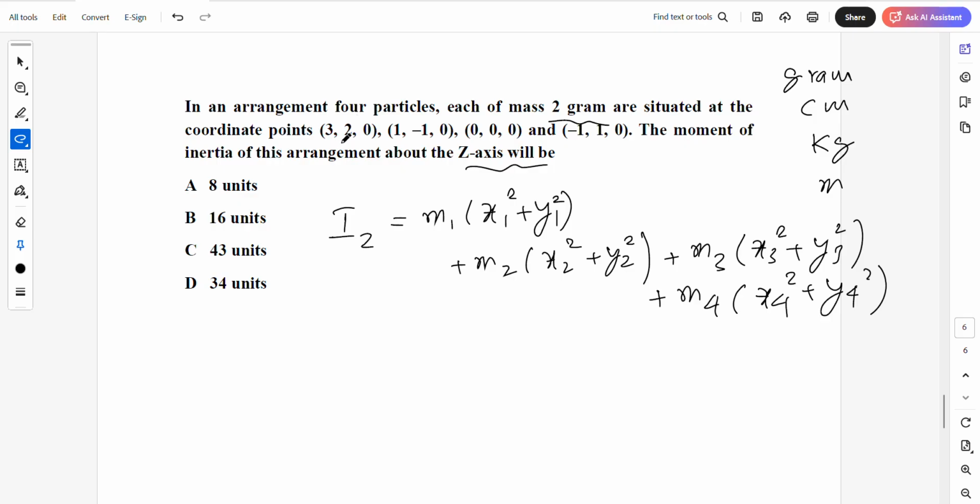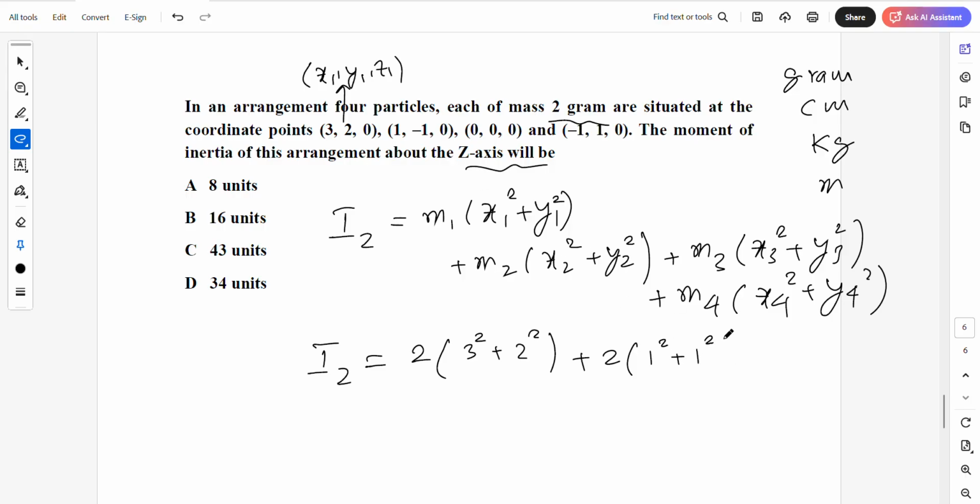Okay, let me consider this as x1 y1 z1. This is x2 y2 z2. No need to write, directly you can substitute. How much is m1? Directly I'll write 2. How much is x1? x1 is 3 the whole square plus y1 is 2 square plus m2 is again 2. x2 is how much? 1 square plus y2 is how much? Again 1 square I will write. Plus m3 is 2, 0 here.